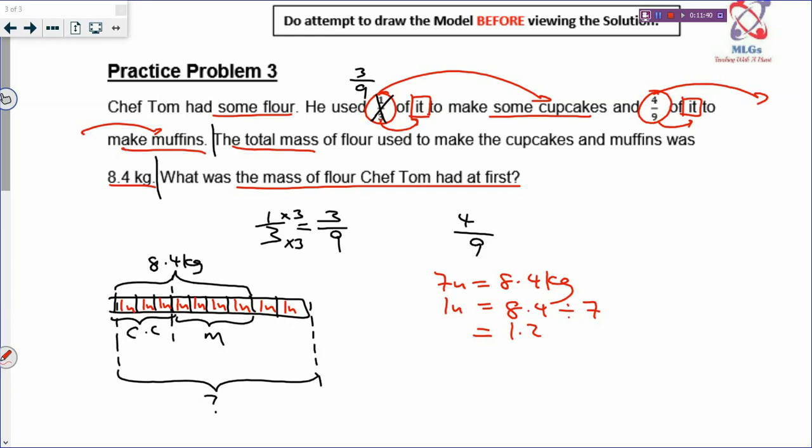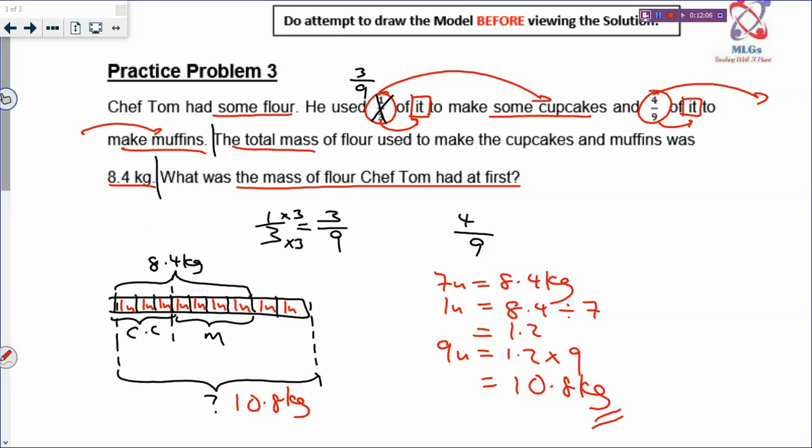Okay, so can you find the flour at first, which is a total of 9 units? So 1.2 times 9. What is 1.2 times 9? That will be 10.8 kg. So how much flour at first? Chef Tom had 10.8 kg of flour at first. And that's how you interpret the fractions to draw the model.